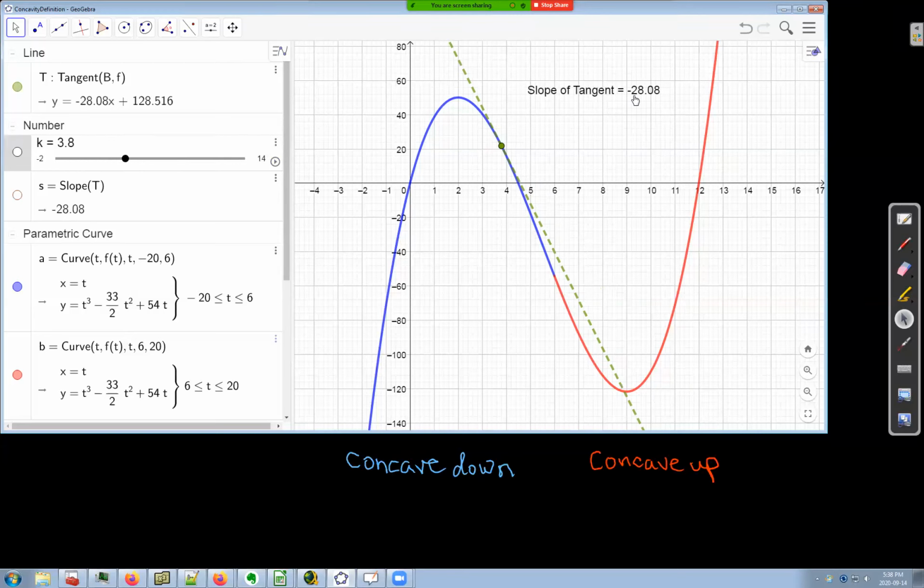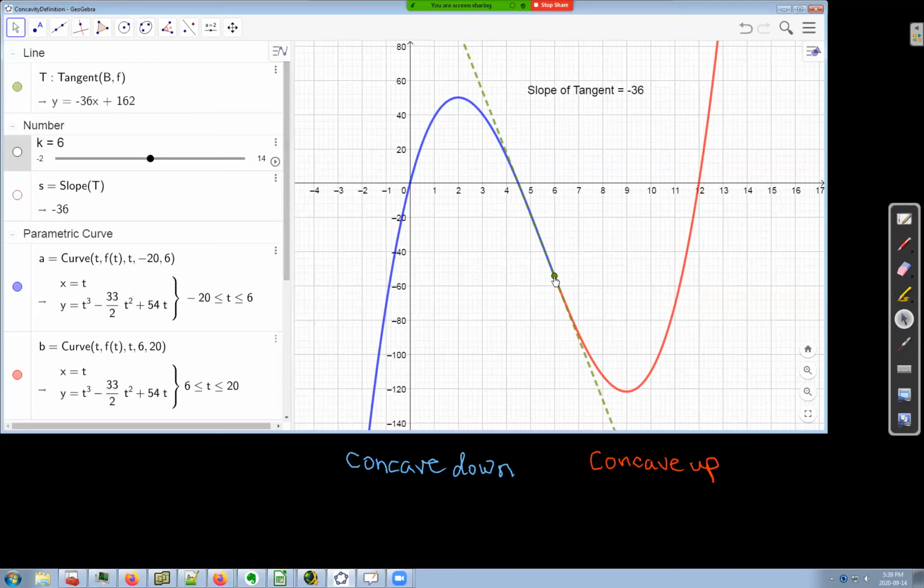So it's the same phenomenon still happening. As we move to the right on this blue part of the graph, the slope is decreasing. So the slope is a number, and that slope number is decreasing. So we'll keep going for a little bit. And so you can see that as I'm moving along the blue part, that slope is still decreasing. Okay, now we're at the inflection point.